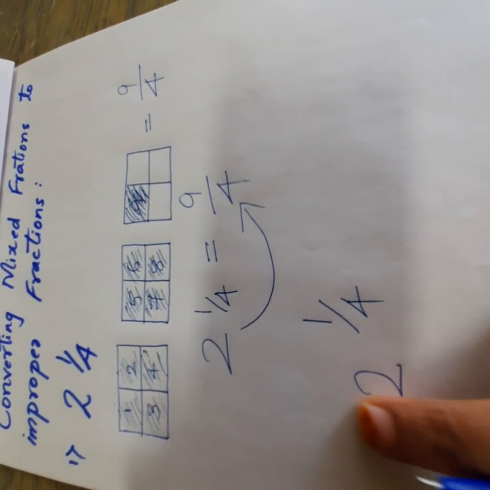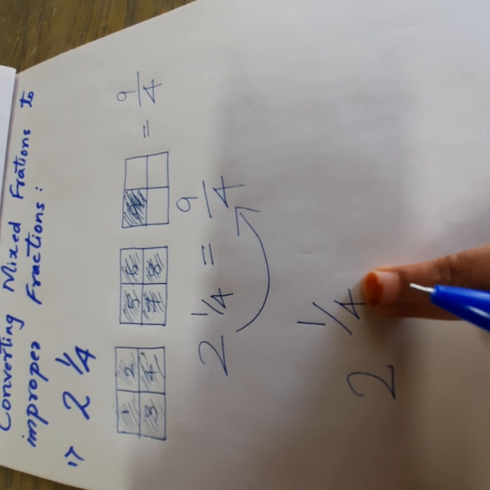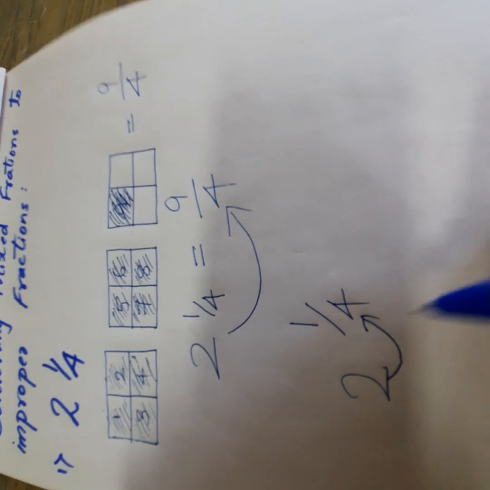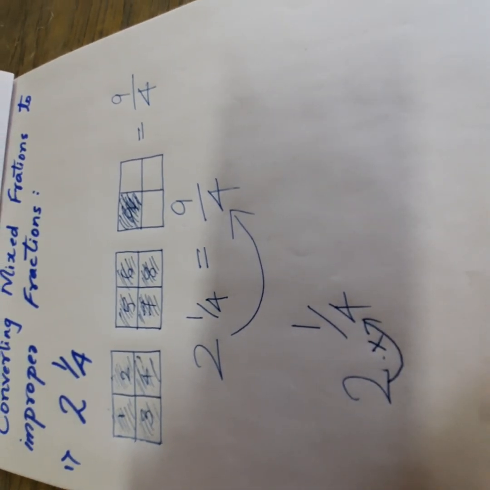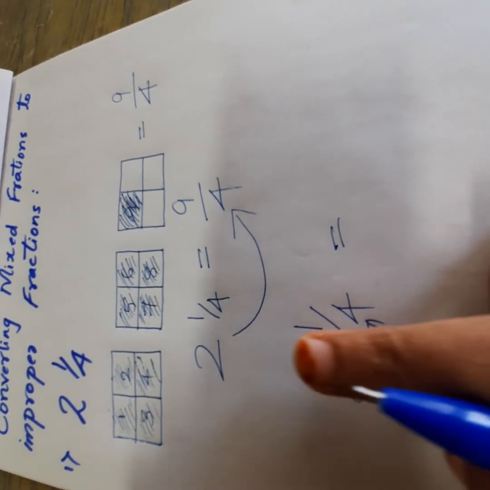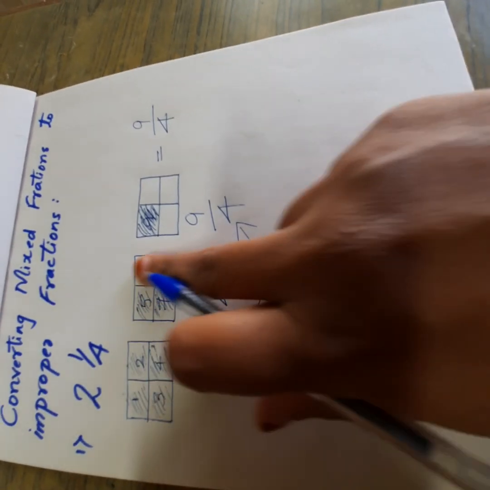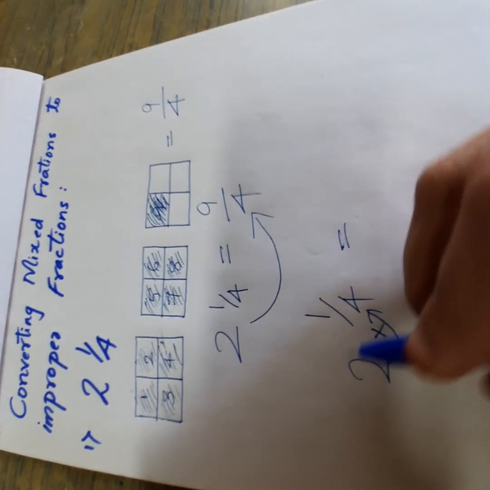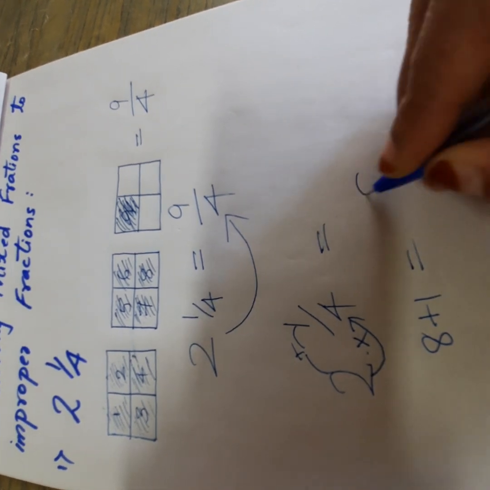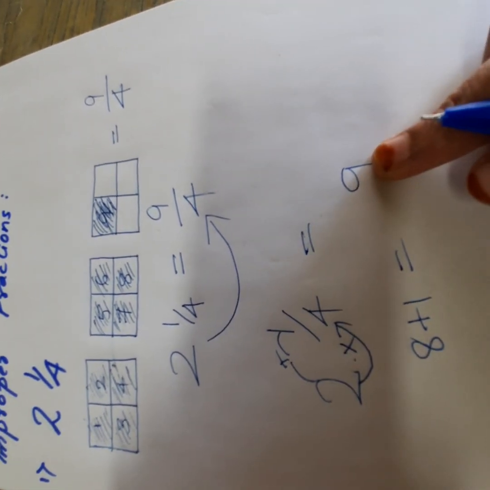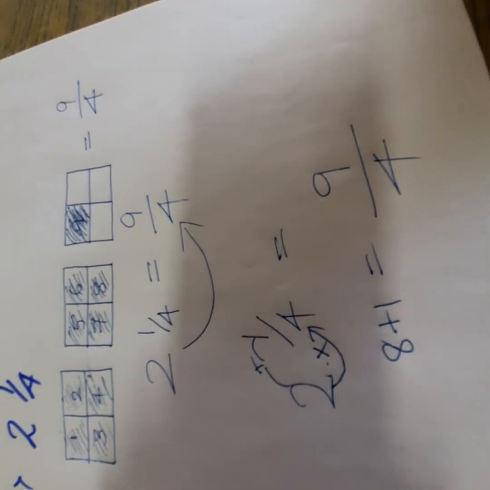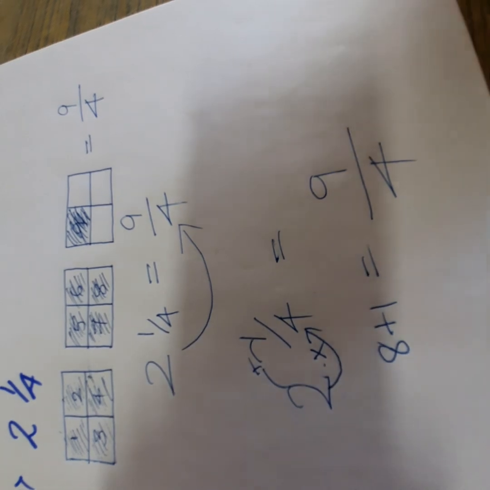We know that we have 2 fulls and 1 quarter. In 2 fulls, how many quarters are there? We have to find out by multiplying these two. 2 fours are 8. Now here we have one more quarter. We have 8 quarters here and one more quarter, so we have to add this also. So 8 plus 1 will become 9. 9 is the numerator and the denominator will remain the same, 4. This is the way we have to convert.